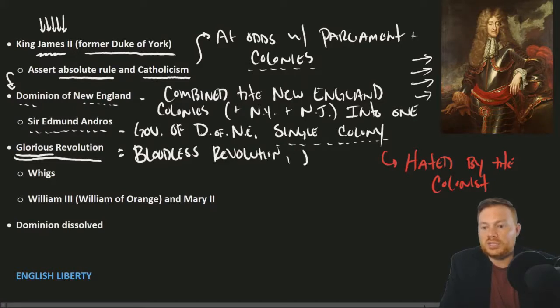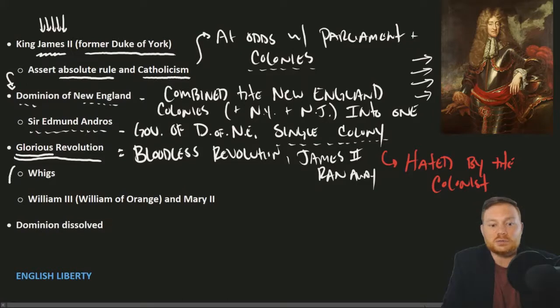In other words, James II, instead of raising his own army and trying to fight Parliament like Charles I did, he just ran away, right? He just simply gave up his throne. He learned the lesson of Charles I, who was beheaded by Parliament, and didn't want that same fate. He simply just ran away.